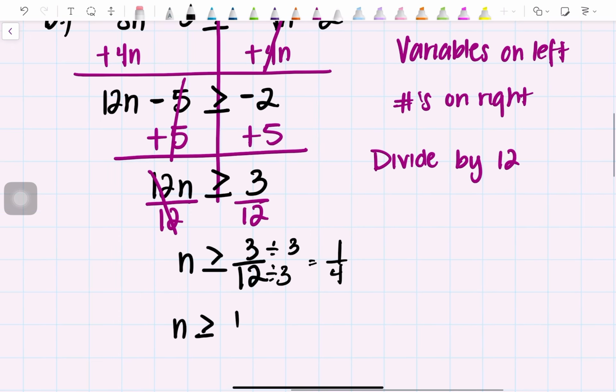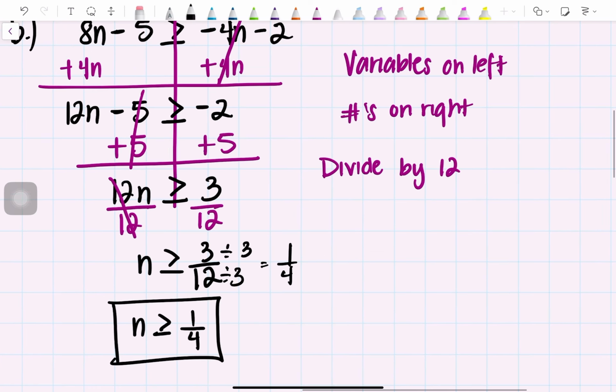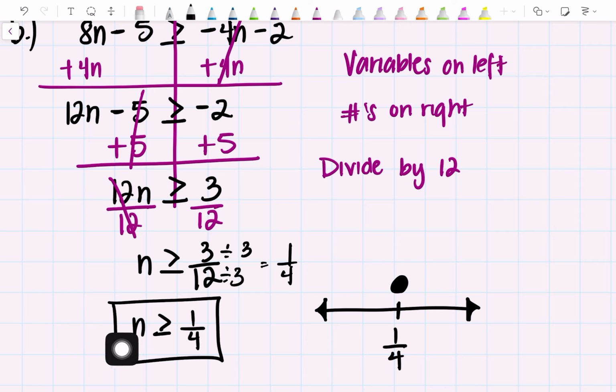Don't be scared of fractions. These are graphed the same way. If I were to graph this, I have 1/4 here, and this is going to be a closed circle because of the inequality. It says n is representing the bigger numbers, and the numbers that are bigger than 1/4 are always to the right of it. Okay.